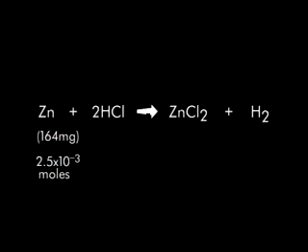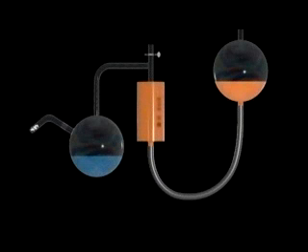When 2.5 × 10^-3 moles of zinc is reacted with exactly twice as many moles of hydrochloric acid, the metal will react with the acid to yield both zinc chloride and 61 milliliters of hydrogen gas. This apparatus will enable us to demonstrate the concept of limiting reagents.